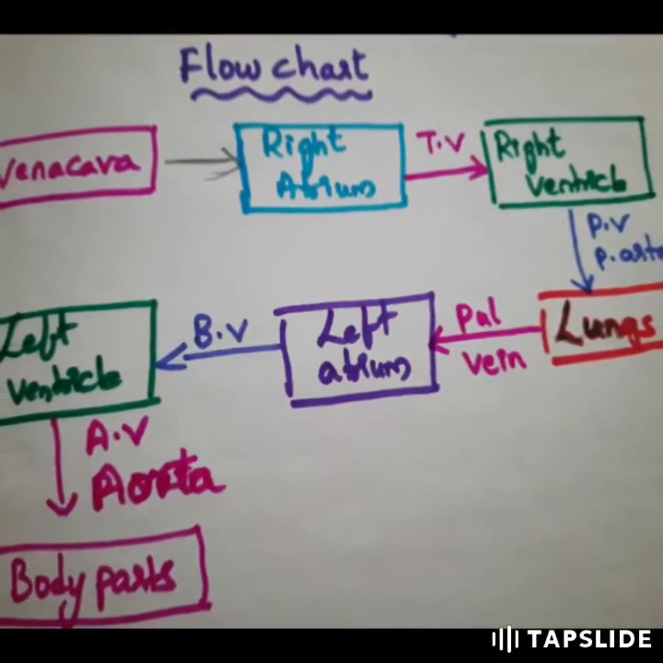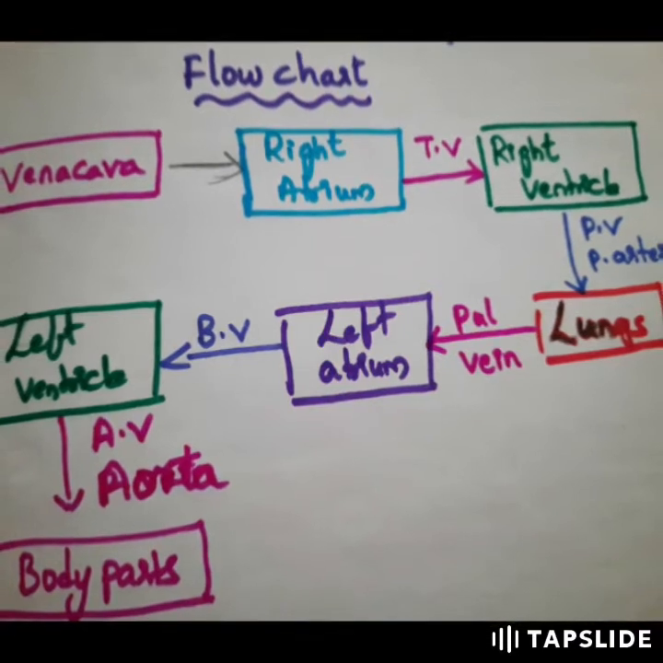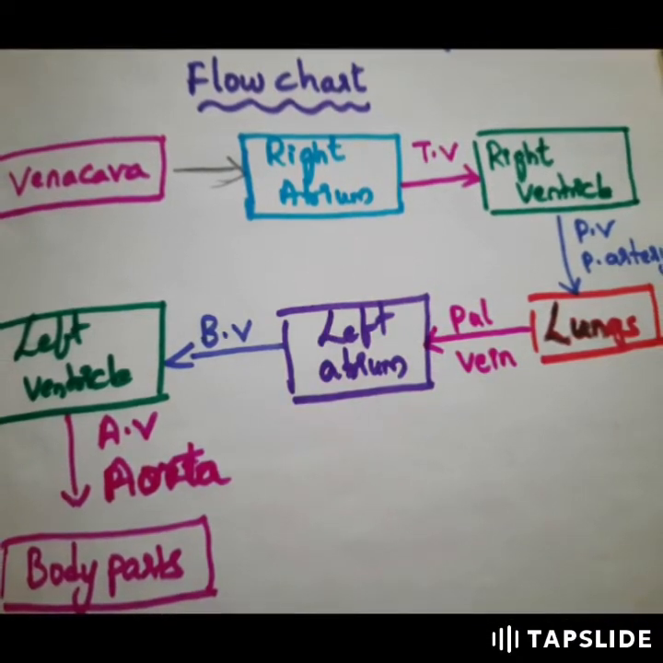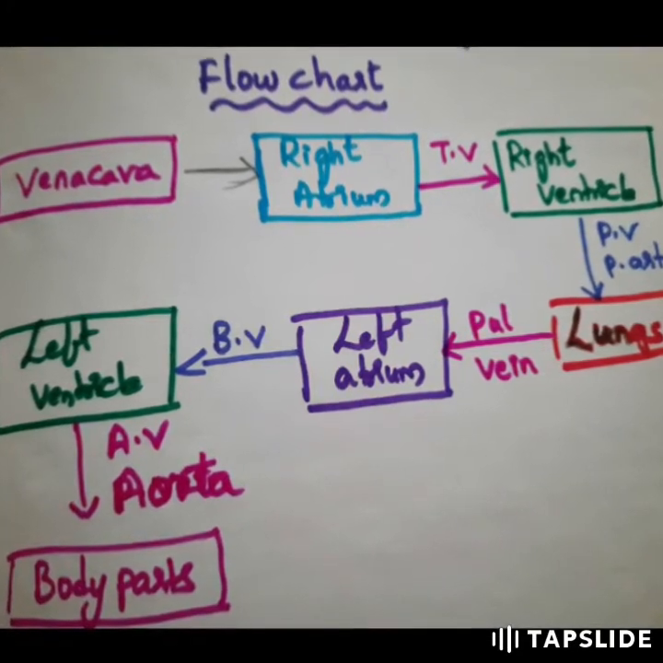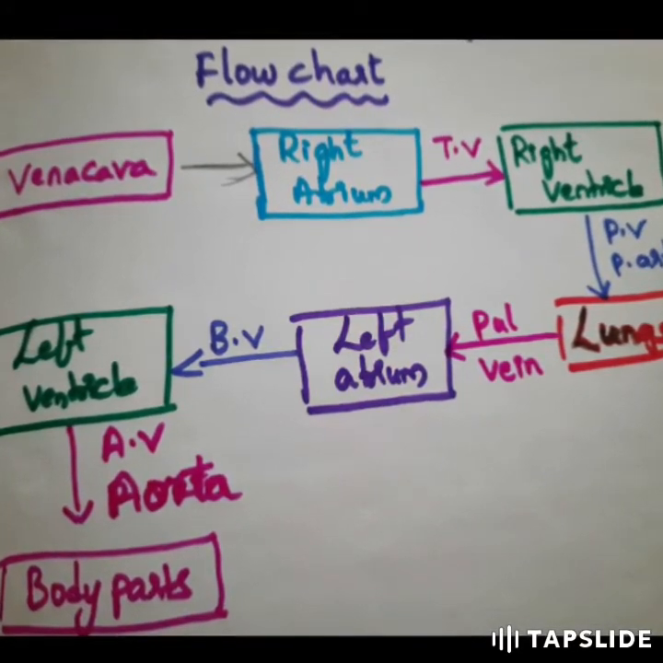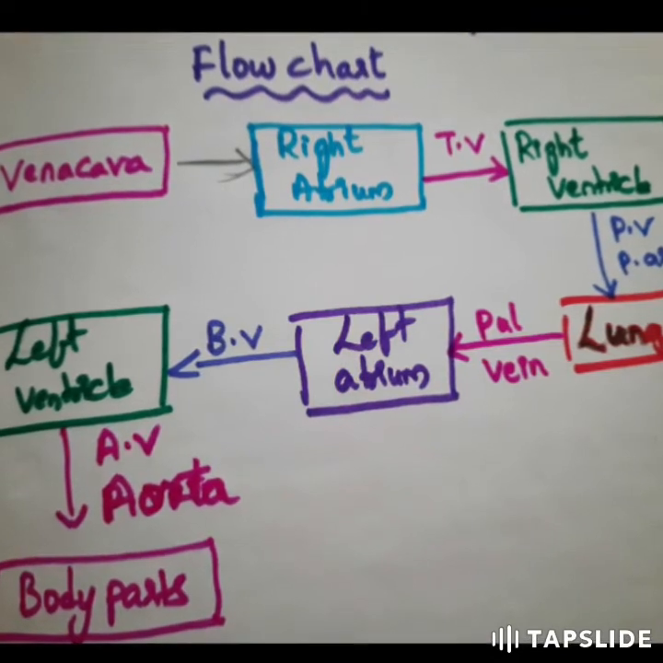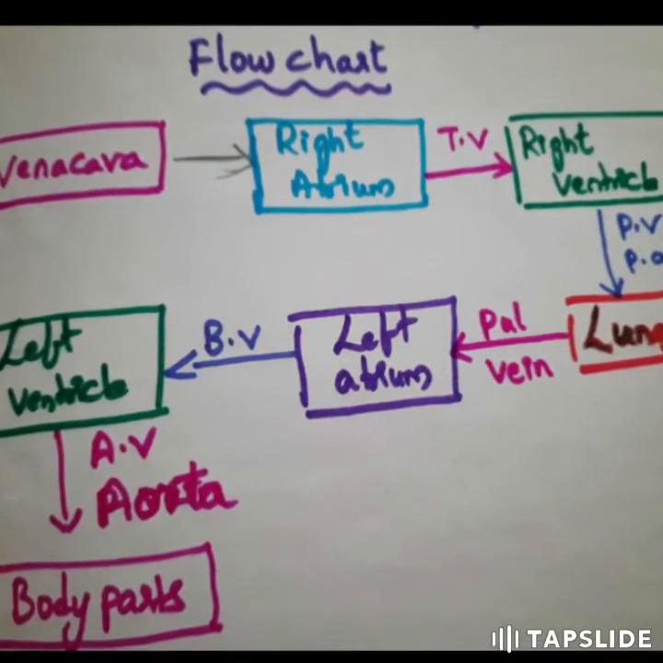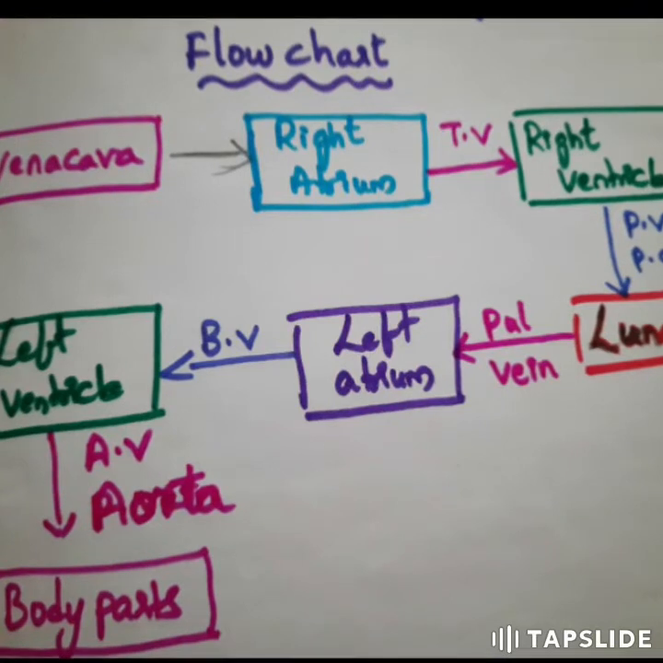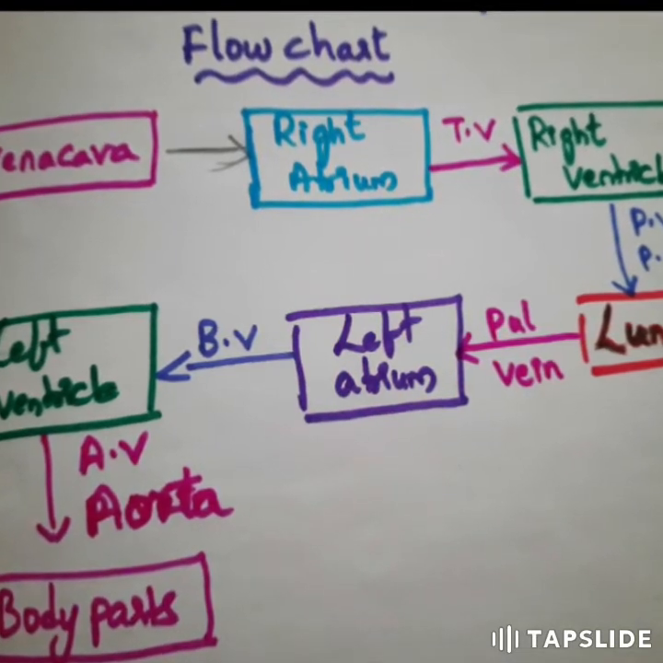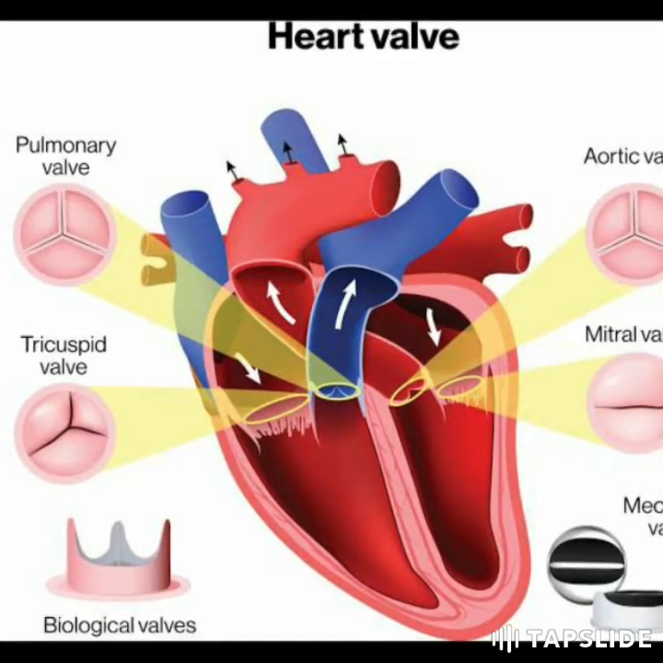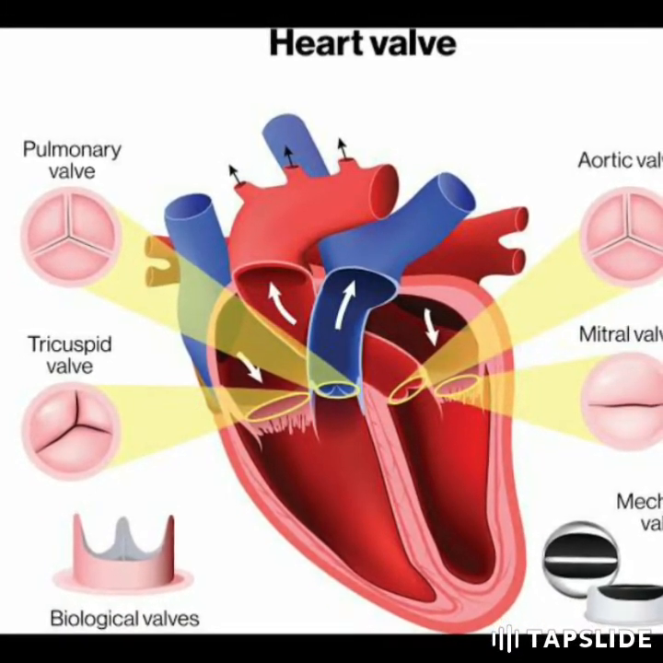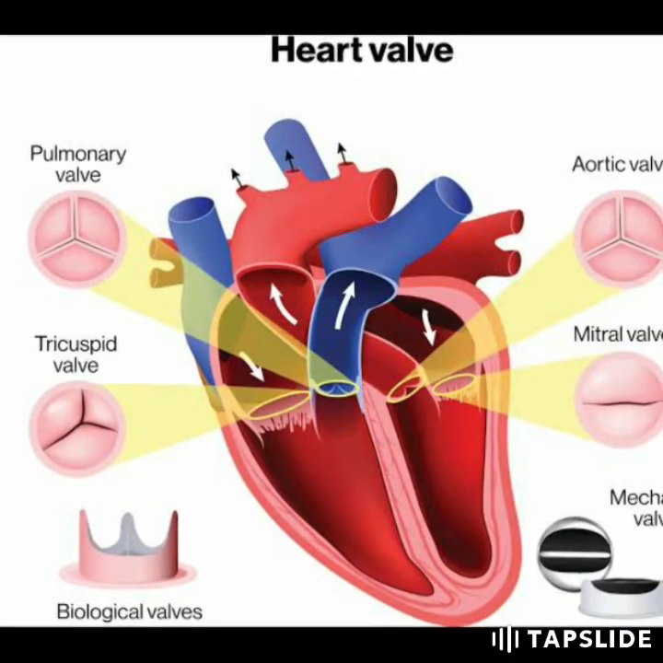From the right ventricle, all the impure blood will get passed into the lungs by the opening of the pulmonary valve. Only by the opening of the pulmonary valve, all the impure blood will get passed into the lungs with the help of the pulmonary artery. That is, the impure blood is carried by the pulmonary artery to the lungs for purification.